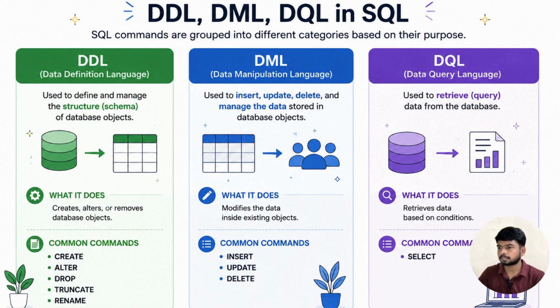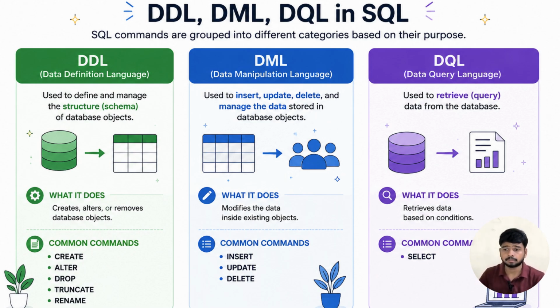Let's start with SQL command categories. Mainly we have 3 of them: DDL, data definition language, then DML, data manipulation language, then DQL, which is data query language. Everything we can understand by its name itself. So what does DDL, data definition language, actually mean? It is mainly used to define and manage the structure of the schema. All the columns, all the structure is maintained and created by DDL commands.